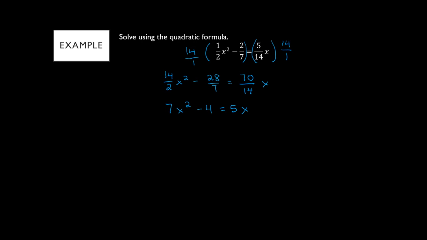I don't work with the quadratic formula with fractions. It's just gross, so just don't do it. So make it something with whole numbers. So we're going to want to subtract 5x from both sides. And this will give us 7x squared minus 5x minus 4 equals 0. So now it's in standard form. So your quadratic formula would have a equals 7, b equals -5, and c equals -4.